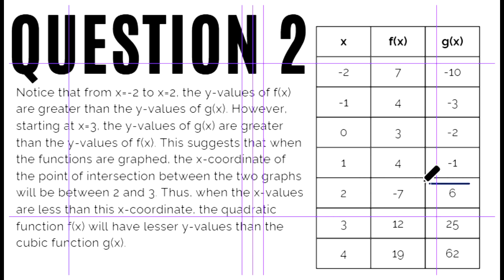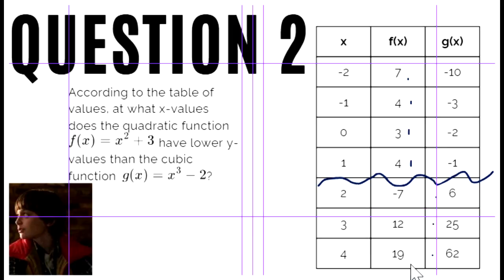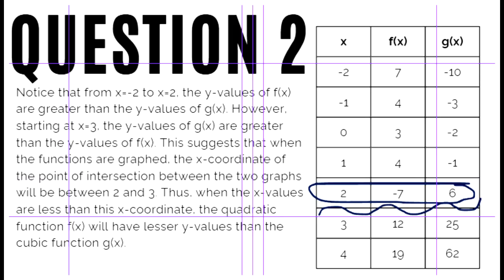It's at x equals 2 that the values of g of x are greater than the values of f of x. This suggests that when the functions are graphed, the x-coordinate of the point of intersection between the two graphs will be between 2 and 3. So they're saying right here. So I say they're changing right here, but you're not going to see the change until one step below.